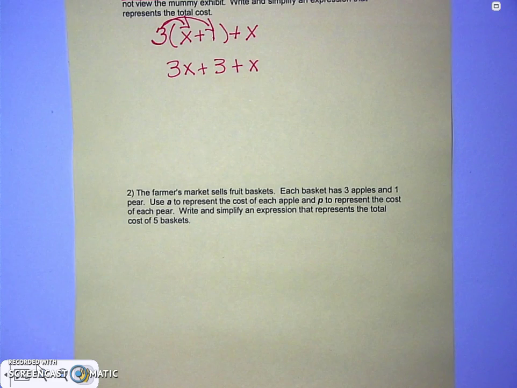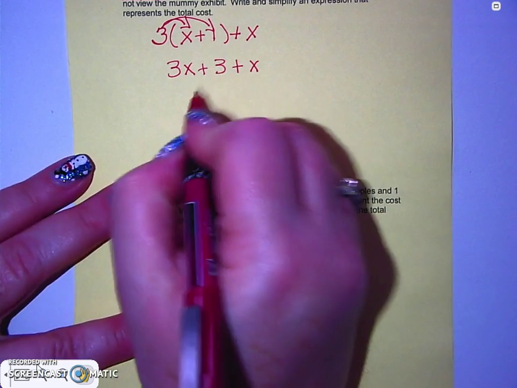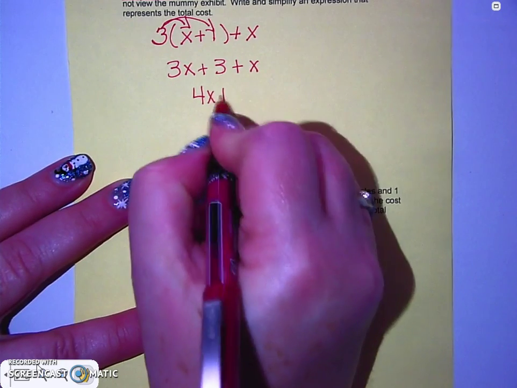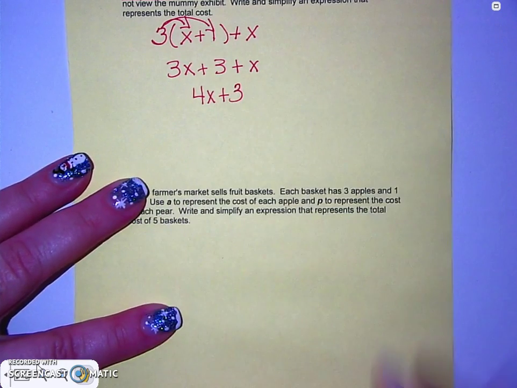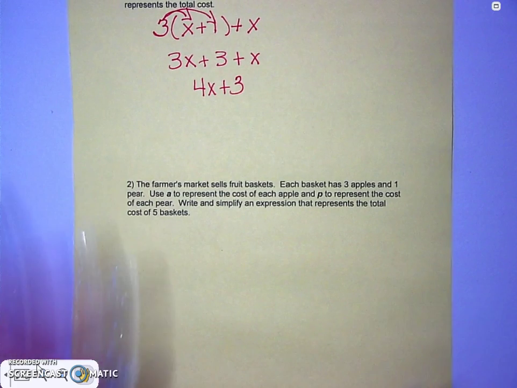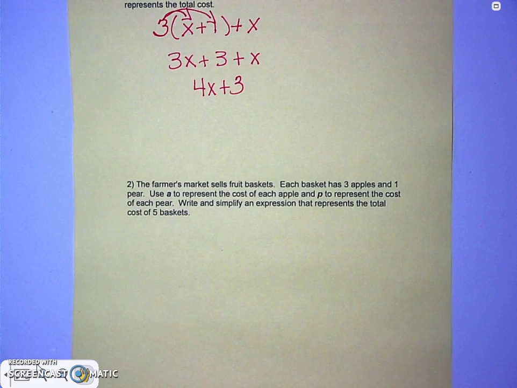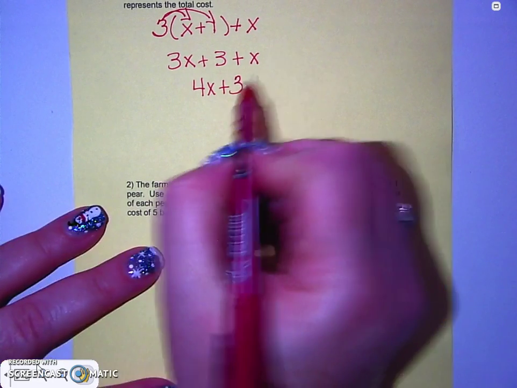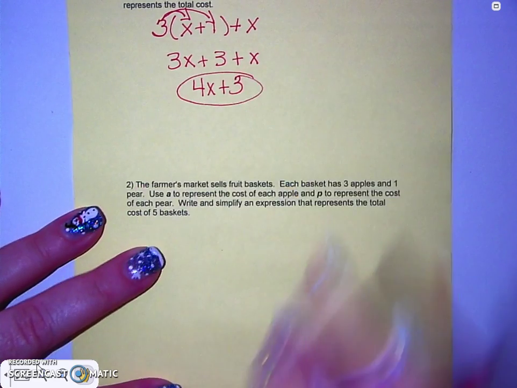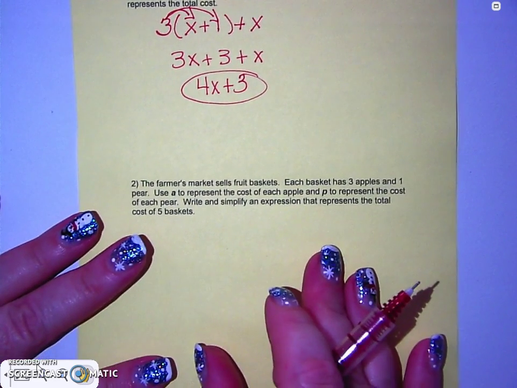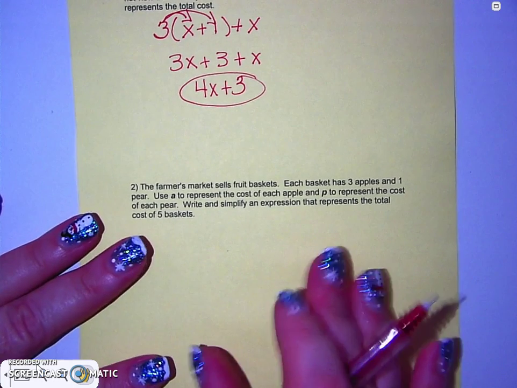If I add 3X and another X, how many X's do I have? 4X plus 3. And is that in simplest form? Yes. That is the answer. Where did I get 4X? Can anybody tell Ashlyn where I got 4X from?